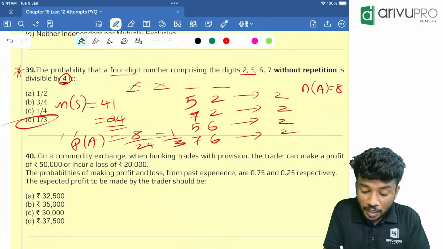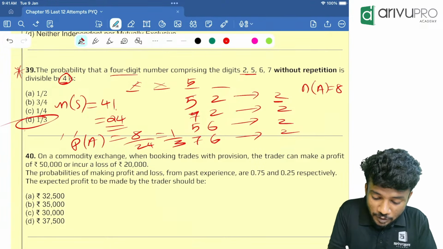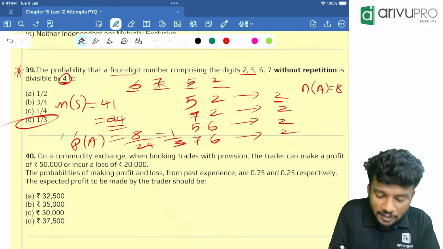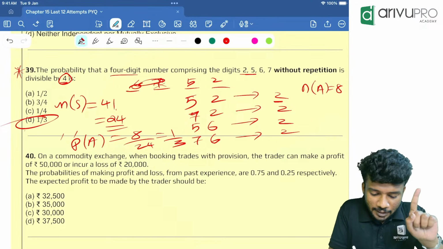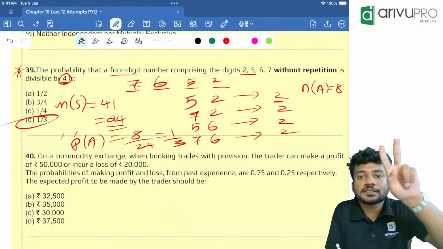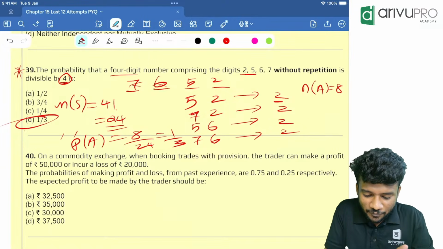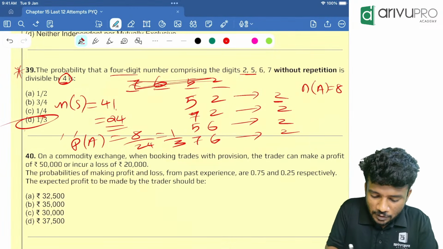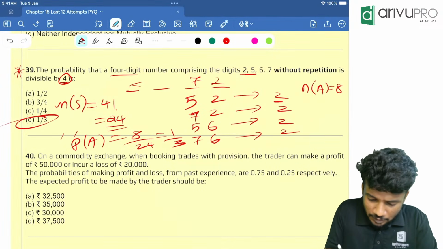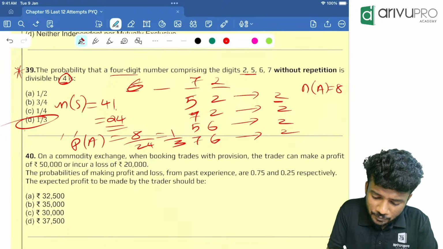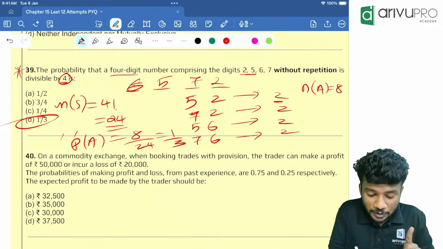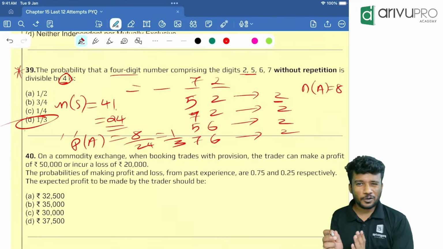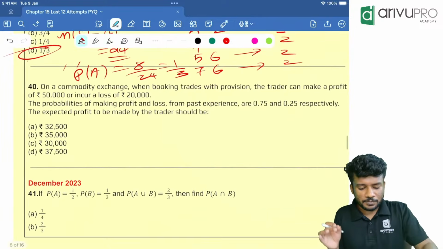I hope you understood how this 2 is coming. For example, if 52 is there, then the other 2 numbers are 6 and 7. That is one possibility. It can also be 7 and 6, right? That is the second possibility. Similarly, when 72 is here, the other numbers are 6 and 5, right? 6572 is one possibility, 5672 is the other possibility. Likewise, you can write it. Got the logic? Yes. Now, the final question from that attempt.